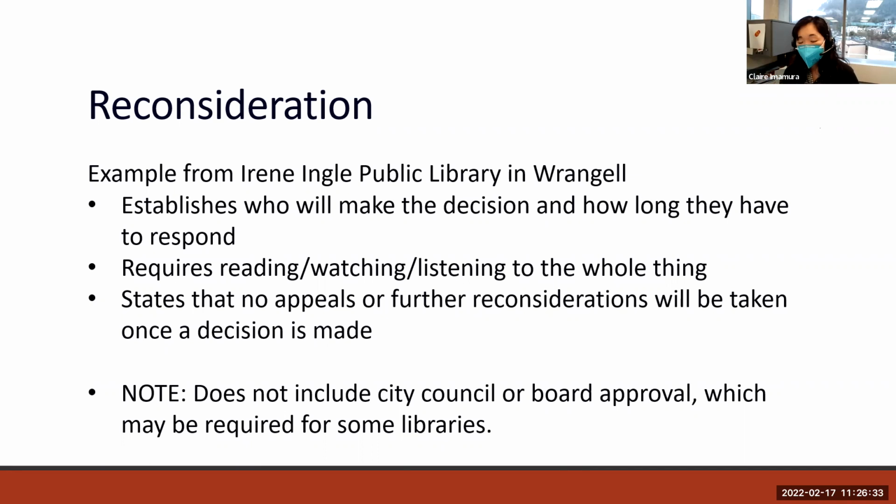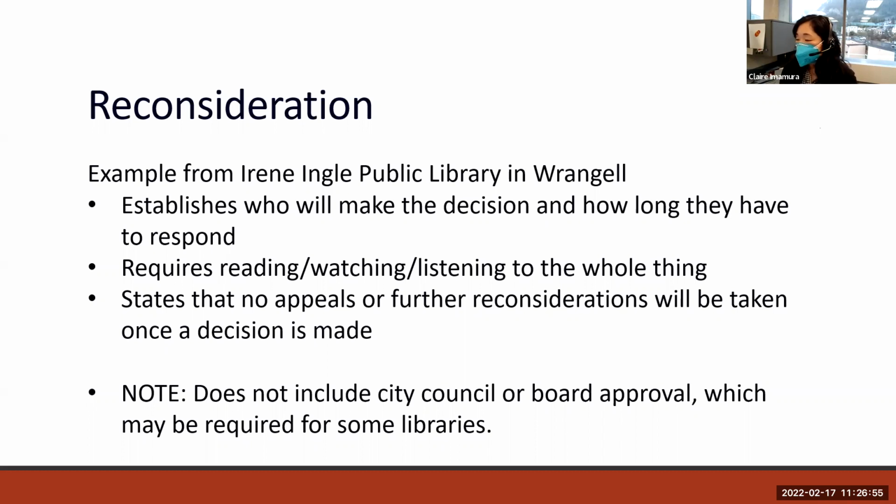It explains who is going to communicate that decision to the person who requests the reconsideration. And it also says after this reconsideration, there's not going to be anything further. This is the process we're going through, and once that has happened, then that's it.